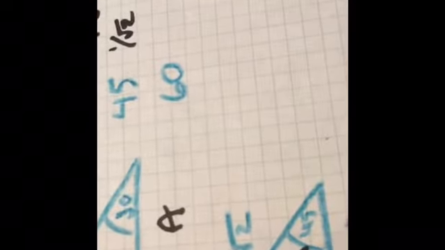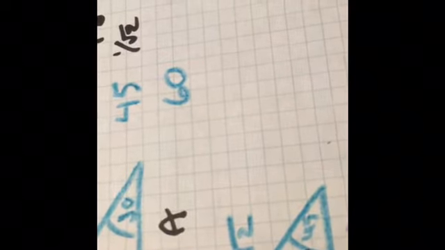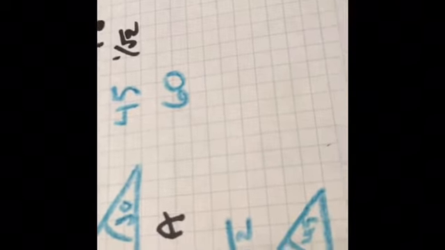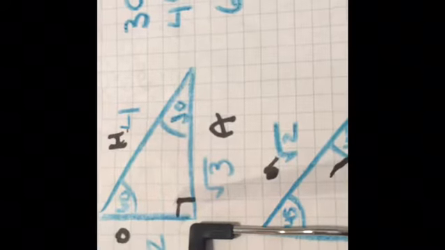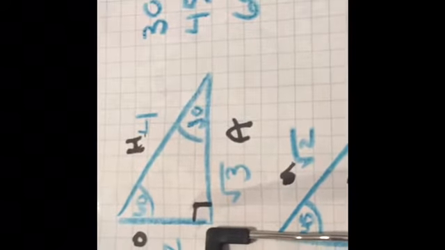And then our last one would be 1 over 1, which is our A over our O.